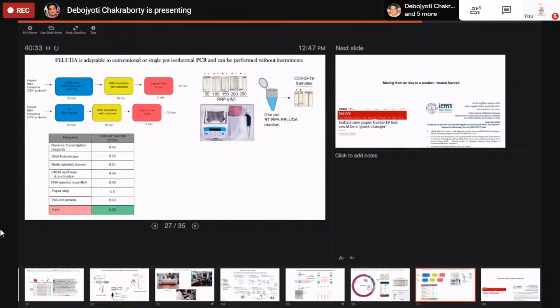And like I said, you can do this without instruments now. This is the second version, and the third version I will show you in a while, where you do not need a PCR machine. We couple this with isothermal amplification, recombinase polymerase amplification, and then just a heating block in a one pot. The entire Feluda reaction can be done.